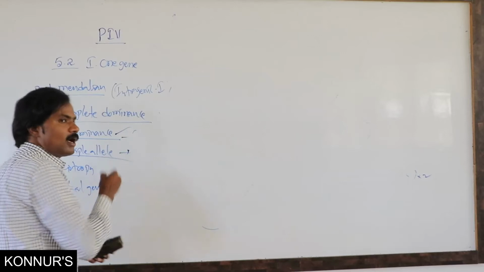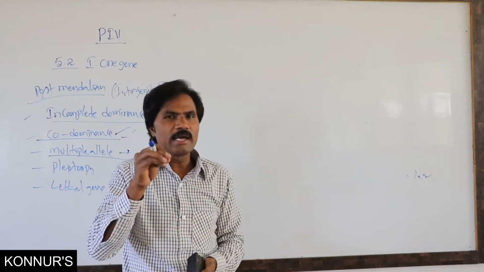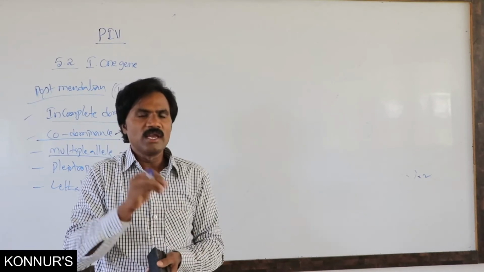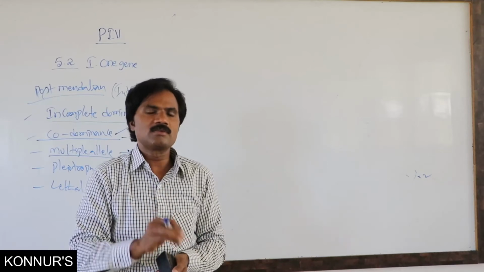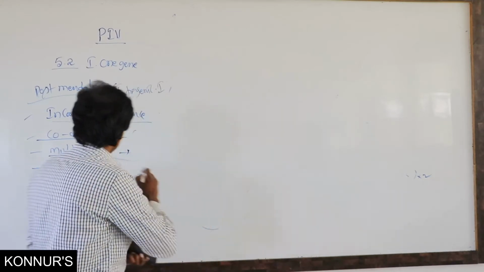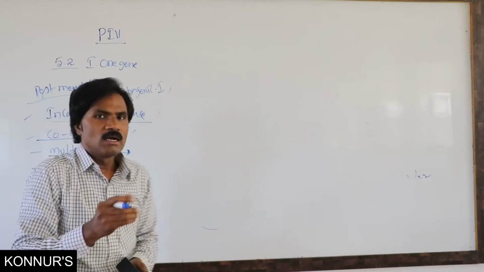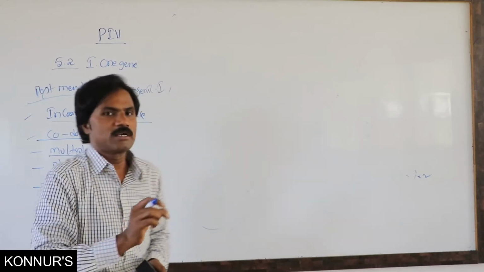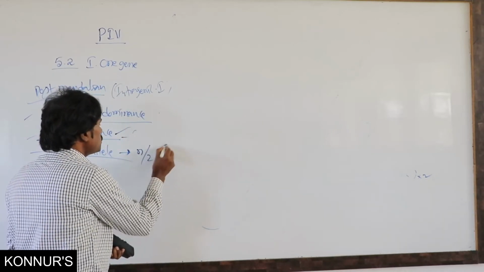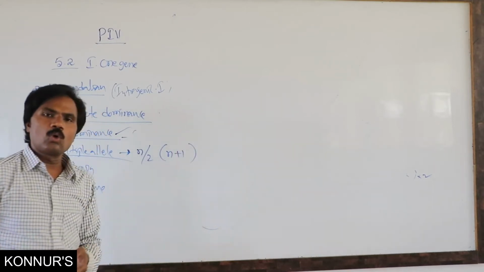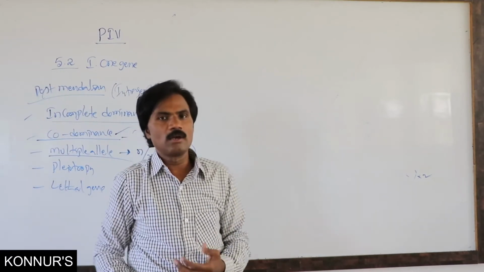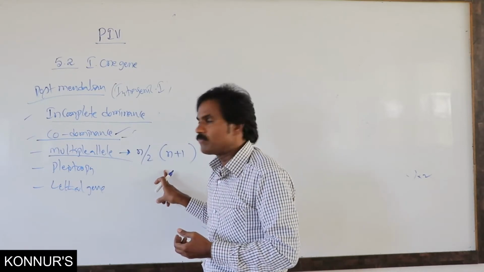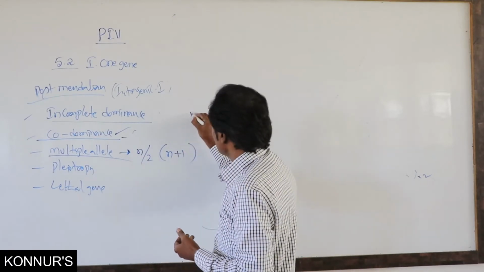Then, multiple alleles: for a particular gene of the organism, three or more alleles in a given population, that we call multiple alleles. In multiple alleles, one can calculate the total number of genotypes using n by 2 into n plus 1. How does one calculate this related to multiple alleles? N by 2 into n plus 1. For example, multiple alleles, blood groups.